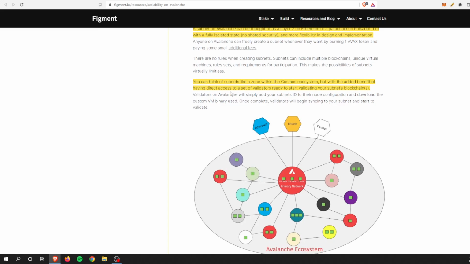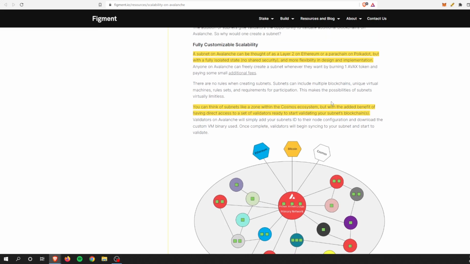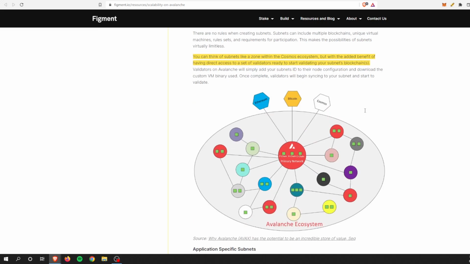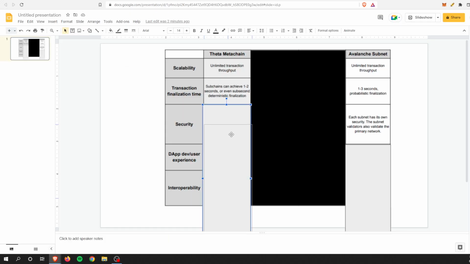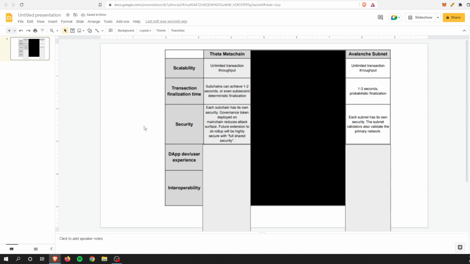And you can think of a subnet like a zone within the Cosmos ecosystem, but with the added benefit of having direct access to the validators to start validating. So it validates its own subnet and also the overall Avalanche system as well. So that is one thing for security and this top highlight, if you will, but fully isolated state, so no shared security once again. So they don't quite have that shared security, which is what we're looking for in the Theta mainnet 4.0. Very, very similar at the beginning, but they are looking to move to that shared security.